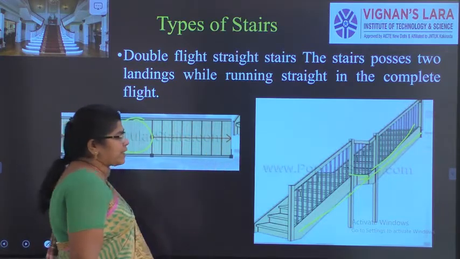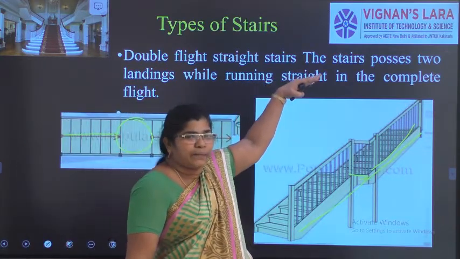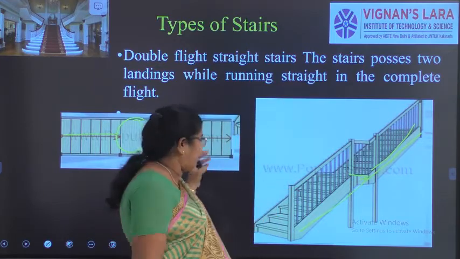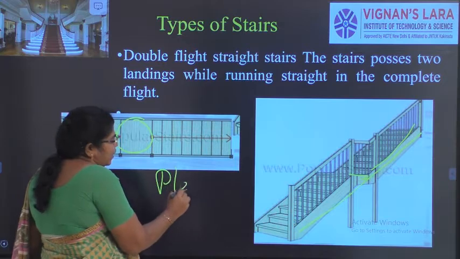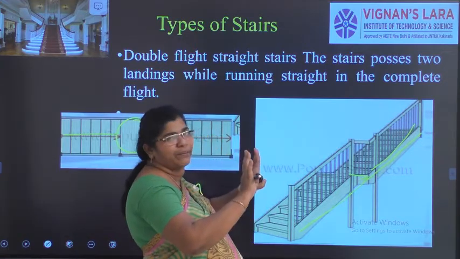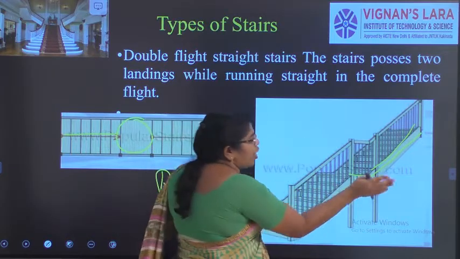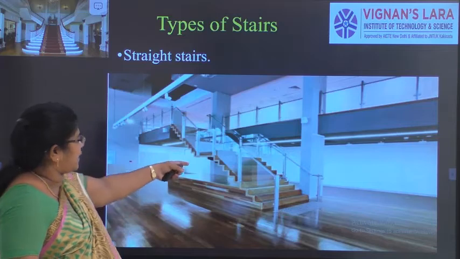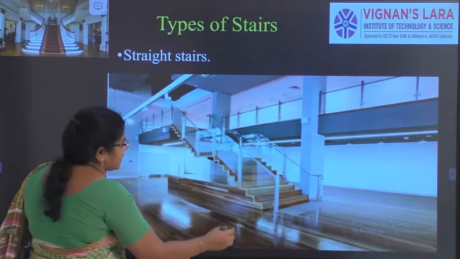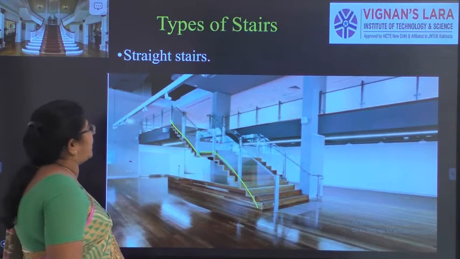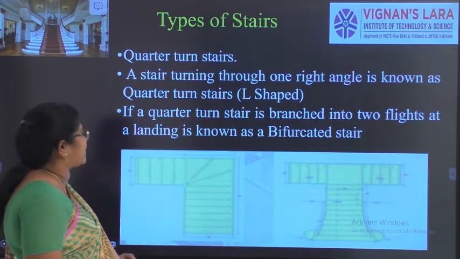What is the plan? When we see the staircase from the top, that we call a plan. And what is the elevation? When we are standing before the staircase and seeing how the staircase looks, that is the elevation. Here you can see a straight staircase, a landing, again a straight staircase. This is a double flight straight staircase.